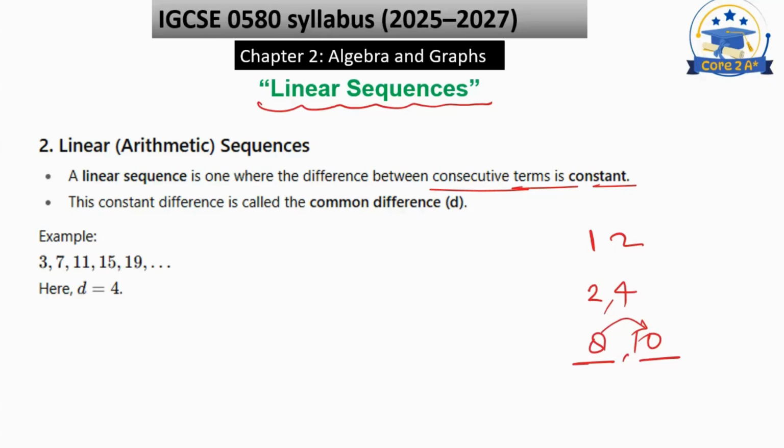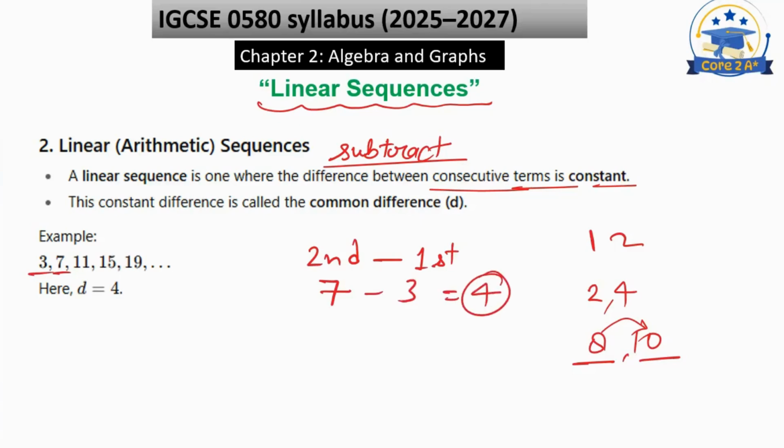How do we find the difference? Difference means what we need to do? We need to subtract. And how do we subtract? First term minus second term, or second term minus first term? Second term minus first term, right? You cannot subtract first term minus second term. The second term is 7. The first term is 3. 7 minus 3, how much is it? 4. So 4 is your difference, or you could say the common difference. It has a special name, common difference, and we denote it by small d, right? Okay. I think everything is clear now.